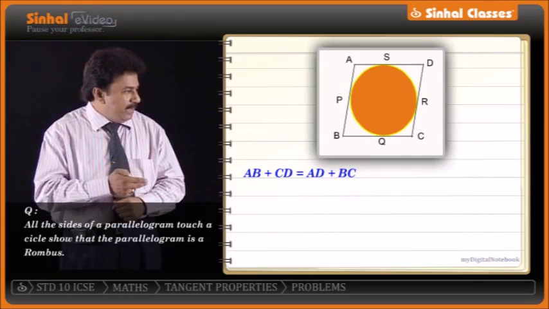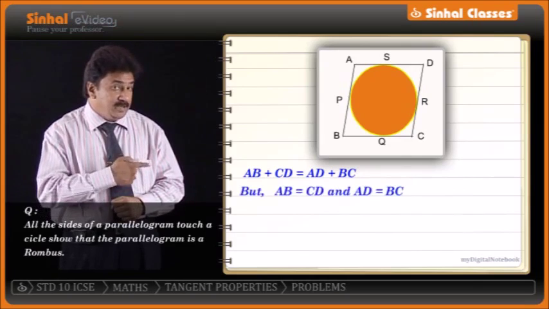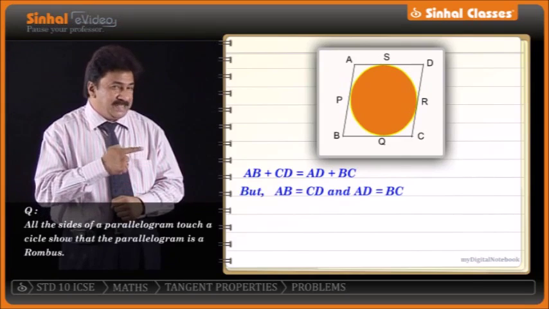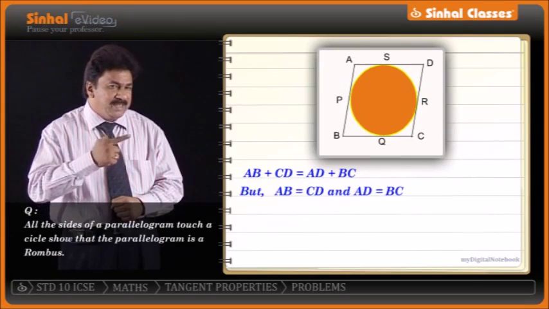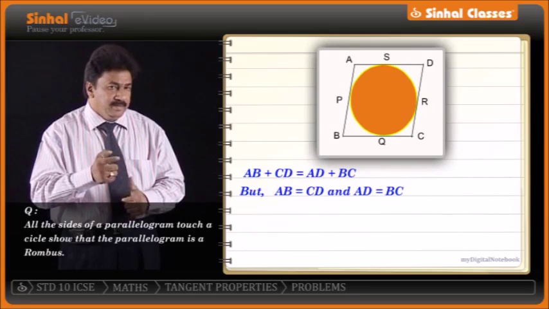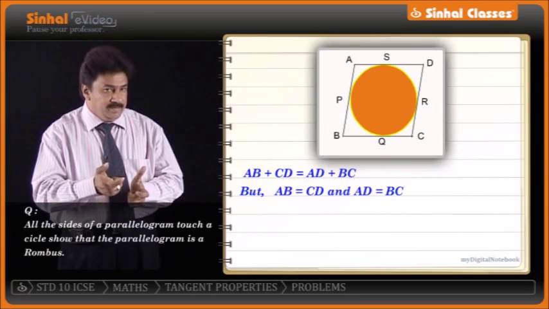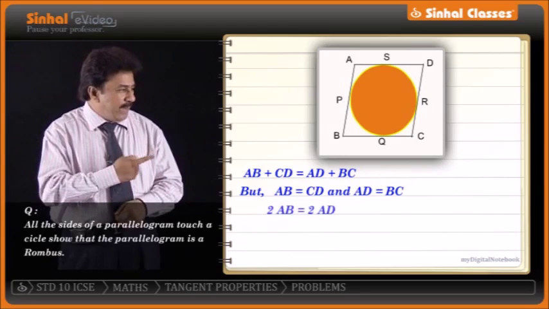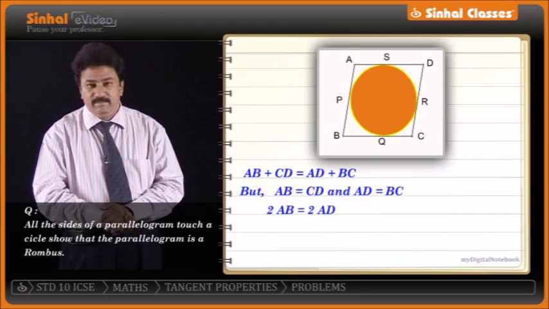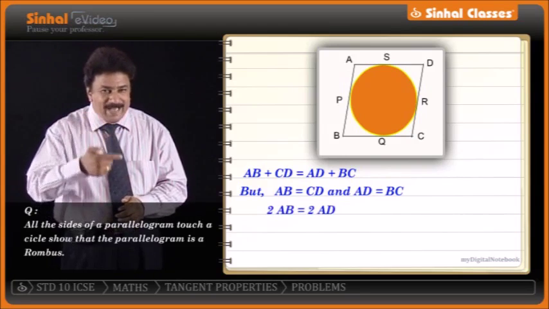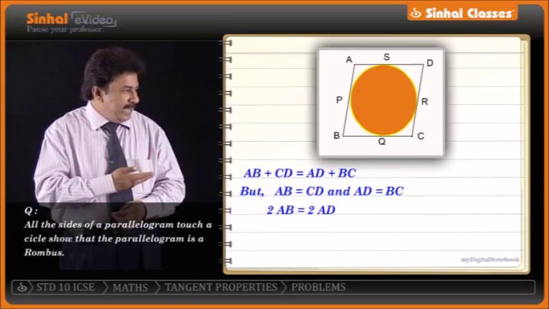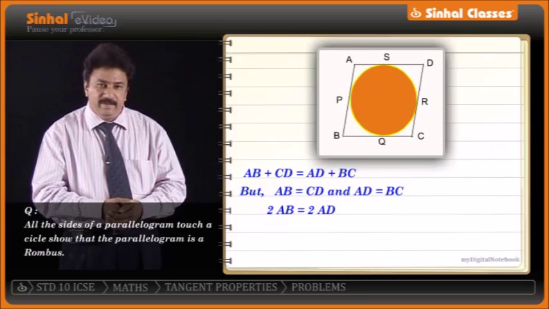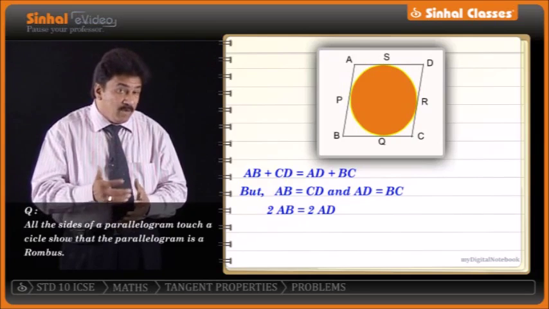But AB is equal to what? CD. So instead of writing AB plus CD, can I write AB plus AB? Yes, because AB is equal to CD. Okay, so finally, I get twice AB is equal to twice AD, and the 2 will get cancelled on both sides. So I get AB is equal to AD.